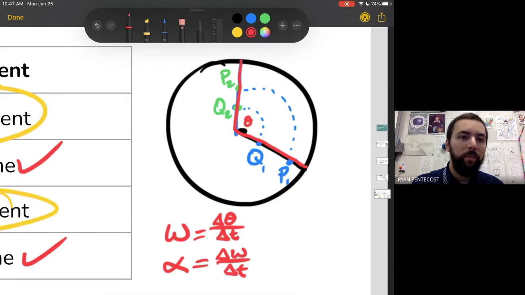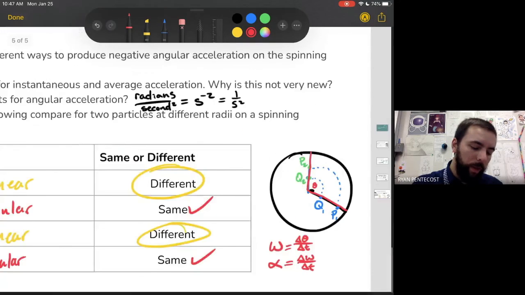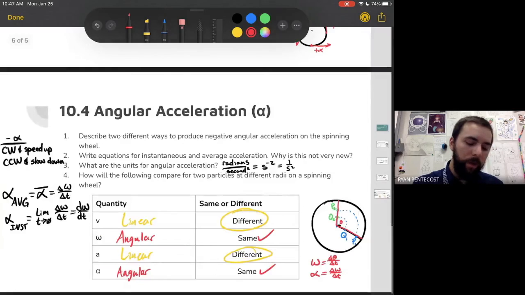Because if you do it any faster, then all of a sudden your disk is going to start warping and then your disk breaks, right? So when things are spinning, your linear quantities are going to be different depending on where you are on that rigid object. But if you have a rigid object spinning, your angular components are all going to be the same no matter the radius, which is the beauty of angular kinematics.